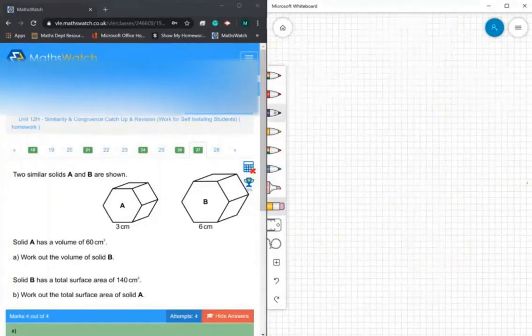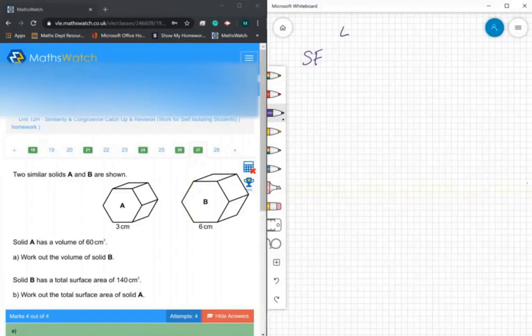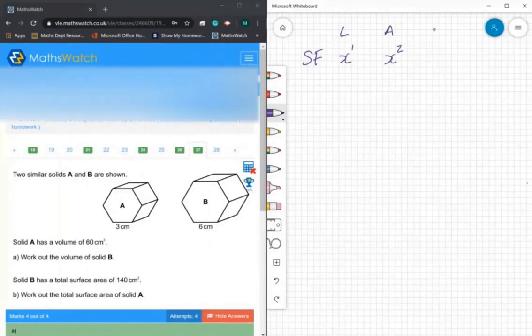So scale factors are really important. If we're looking at scale factors for length, then the scale factor will be to the power of 1. Say the scale factor was x, so it could be like 2. If we're looking at areas, then it'll be the scale factor for length squared. If we're looking at volumes, it'd be the scale factor for length cubed.